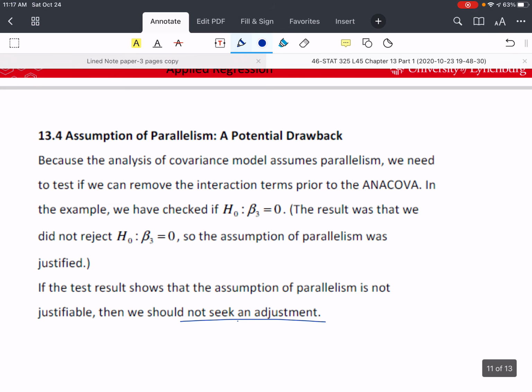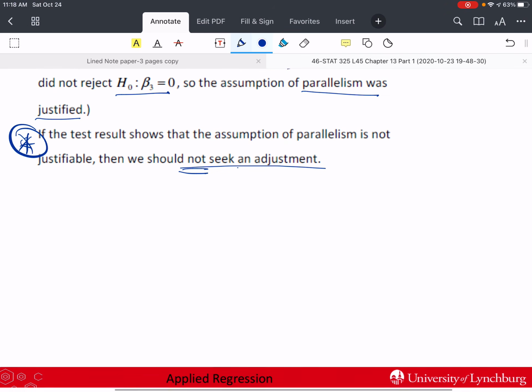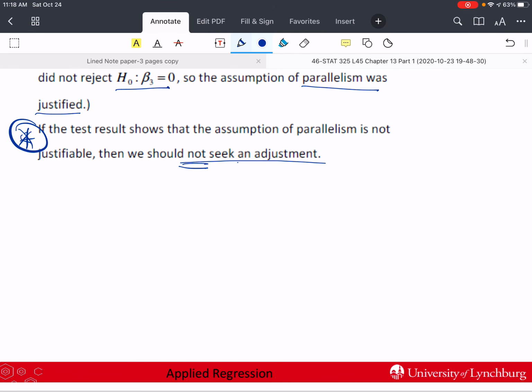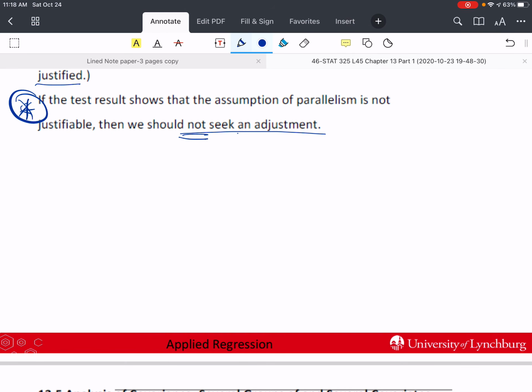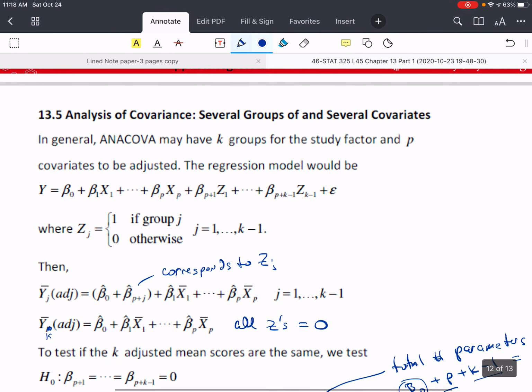Because the analysis of covariance model assumes parallelism, we need to test if we can remove the interaction terms prior to ANCOVA. In the above example, we checked that beta 3 is equal to 0, and the result was that we did not reject this. So the assumption of parallelism was justified, right? If the test shows that the assumption of parallelism is not justifiable, then we should not seek an adjustment. So please remember this fact. We should not use this method of adjusting when we have interaction. So that's good to know.